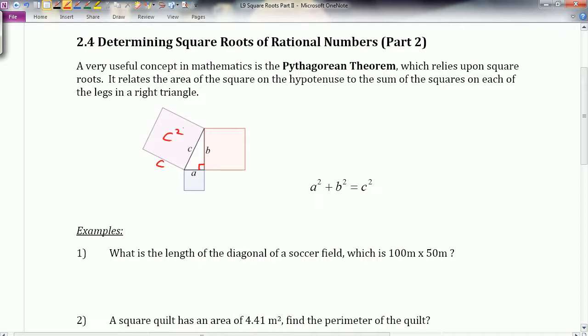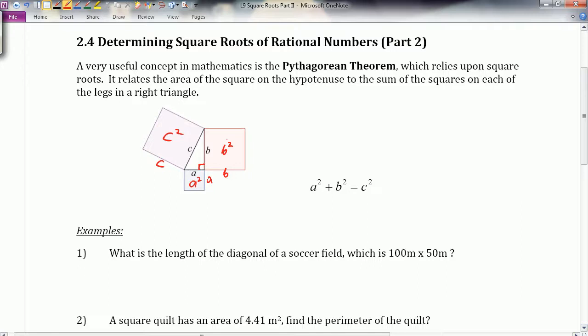So c squared is actually representing the area of a square using that side length. And he did the same thing with the other two. So this side length a, he made a square that was a by a, and he found the area of a squared. And then he made this square b by b, and the area of that square was b squared.